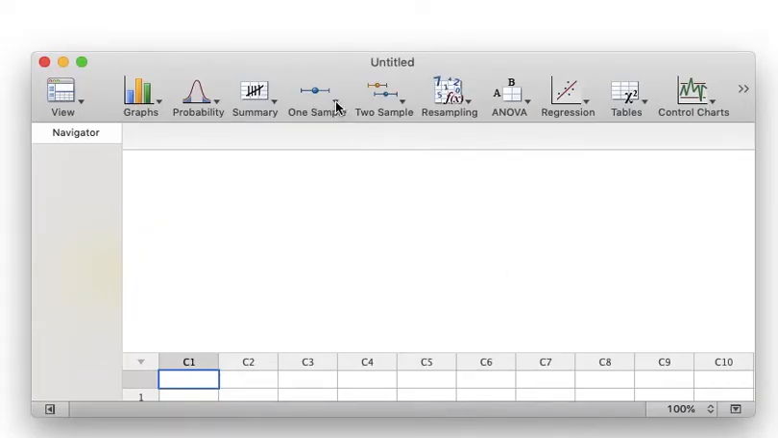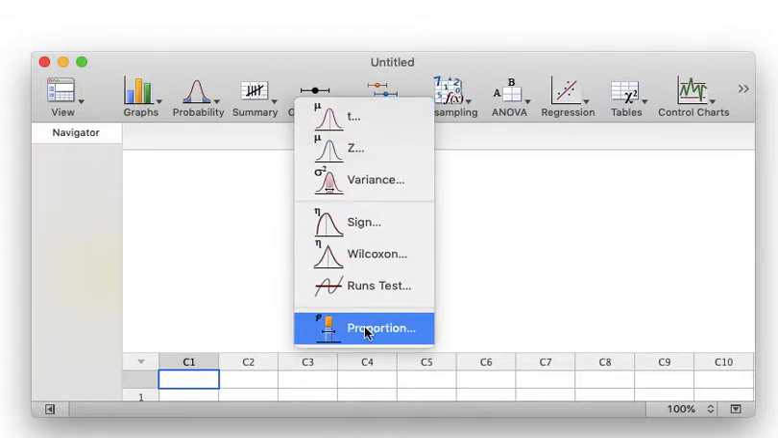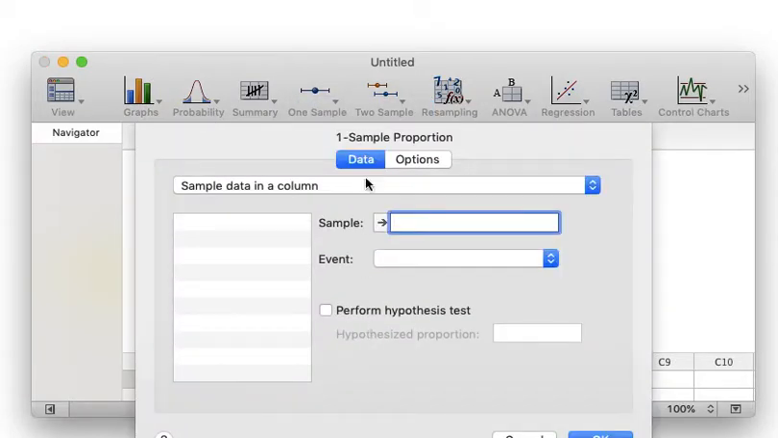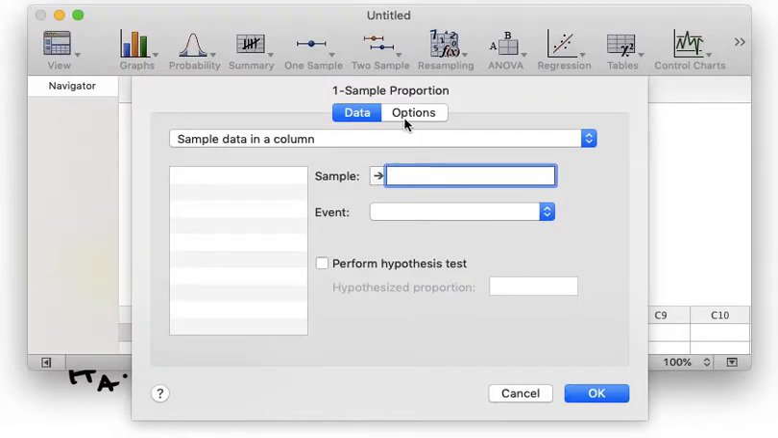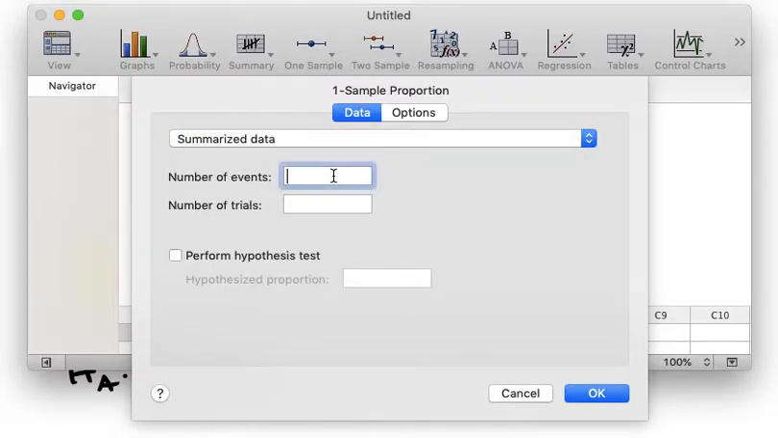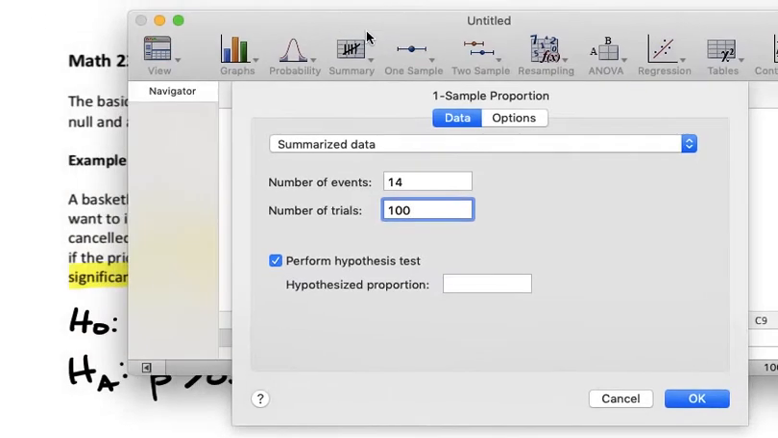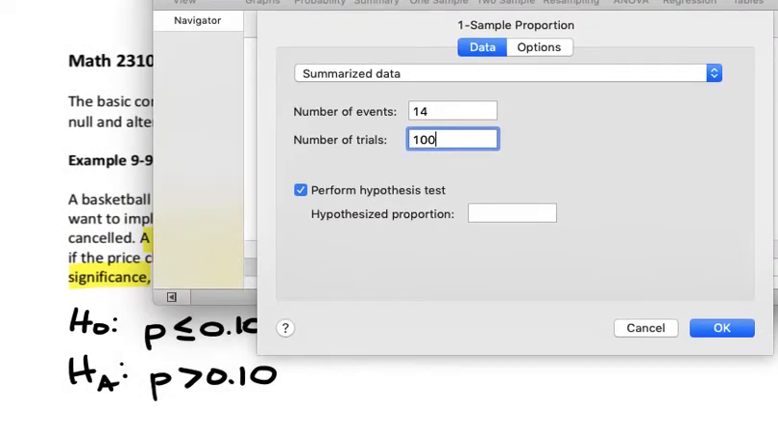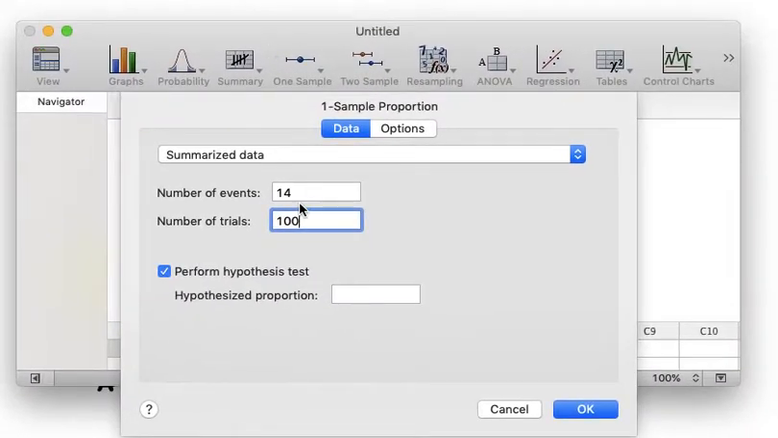We're going to go to one sample and proportion. And we need to change from sample data in a column to summarized data. My number of events was the 14 people who said that they would cancel their season tickets out of 100. So 100 is my number of trials. Then I checked the perform hypothesis test box. My hypothesized proportion for my hypothesis is 10%, so 0.10.